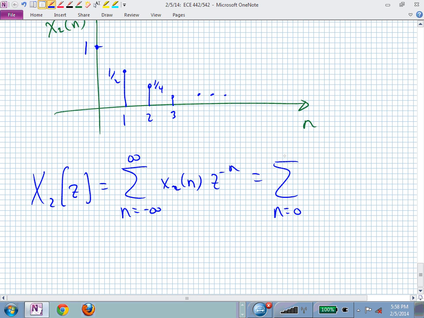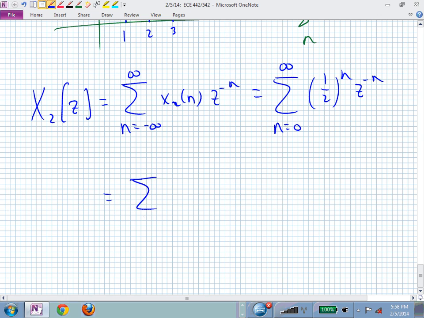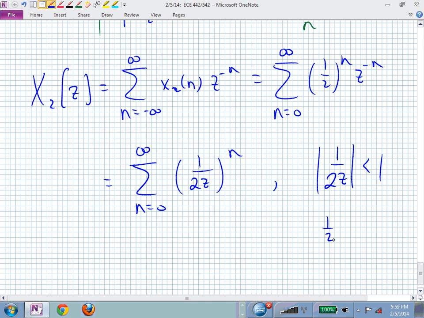What's little n? Now we can remove the negative indices on n. We have 1/2 to the n z to the minus n, or this is now the sum from n equals 0 to infinity of (1/2z) to the n. And when does this converge? We want that value, 1/2z, that argument that's raised to the power of n, to have a magnitude less than 1. So we need the magnitude of 1/2z less than 1. Or, if we pull the z out, we need 1/2 to be less than the magnitude of z, or we need z to go outside of 1/2.